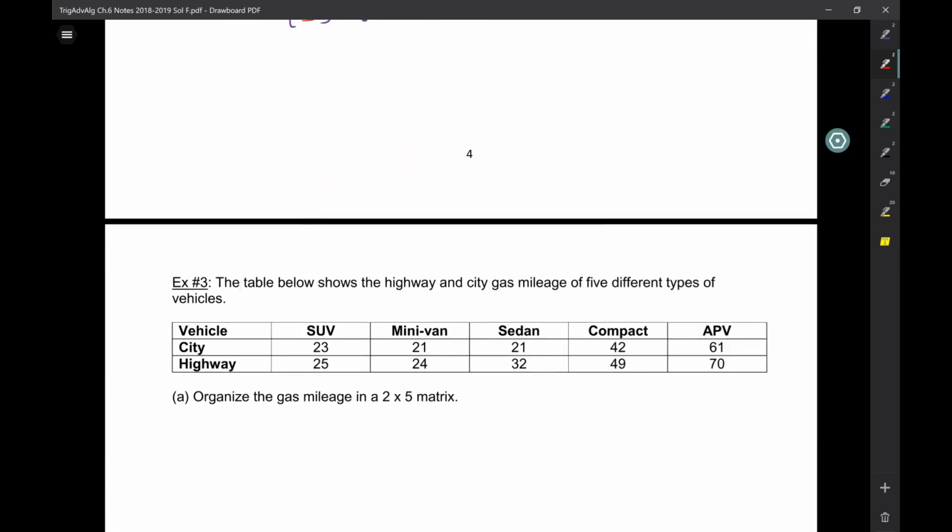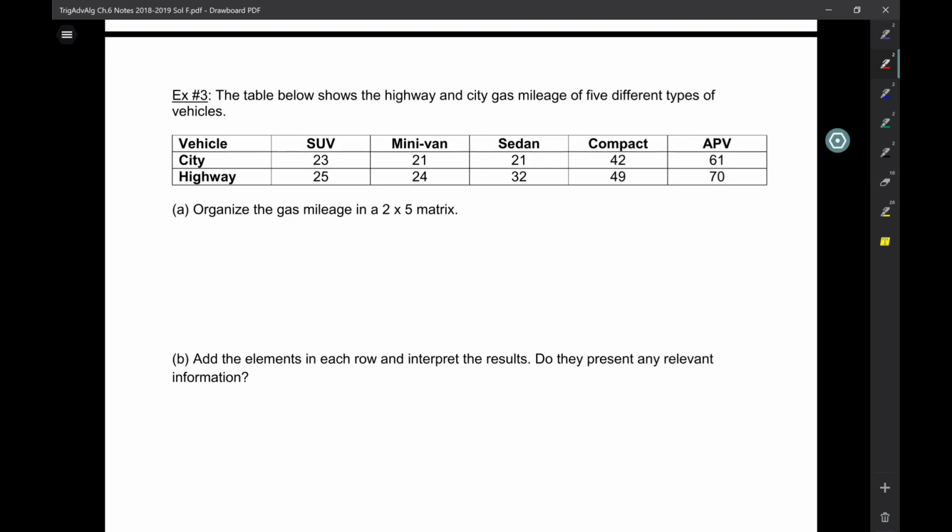Now, you guys were asking yesterday, or one of you was asking last time, what exactly are these matrices used for, right? Well, if you have like 3 layers of information that you want to organize, a matrix is the best way to do it. So take a look here. The table below shows the highway and city gas mileage of 5 different types of vehicles, right?